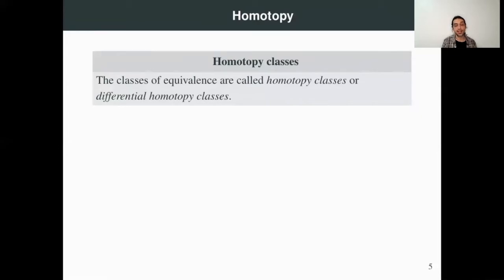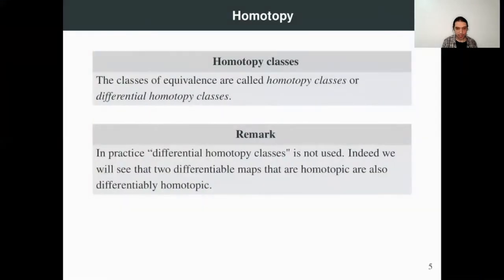But there is here a remark to make, and it's that in practice, differential homotopy class is almost never used. And the reason is that we are going to see that if we have two differentiable maps that are homotopic, they're also differentially homotopic. So it is clear that if two maps are differentially homotopic, then they are homotopic, but it also works the other way around when the two maps are differentiable maps. And so these two equivalence relations are the same in the set of differentiable maps. And because of that, we just need to consider one of them.